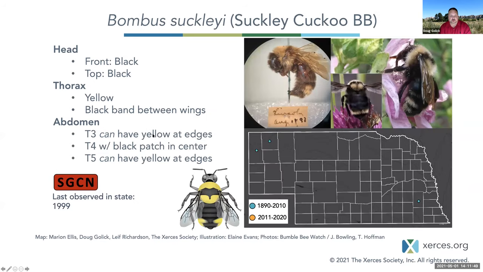Finally, we have a couple more cuckoo bumblebees. Again, Bombus suckleyi. It's one that has very few hairs on the abdomen. The upper one in the upper right-hand picture is one I actually found in Lincoln, Nebraska, very similar to that. It has very few hairs on the abdomen, and the ones that do are sort of on the side of the abdomen, very sparse. We don't have a lot of records, three or four ever found in the state, and it's one of special concern across the nation. So if you find any cuckoo bumblebee, this one here is of special interest to us as well.